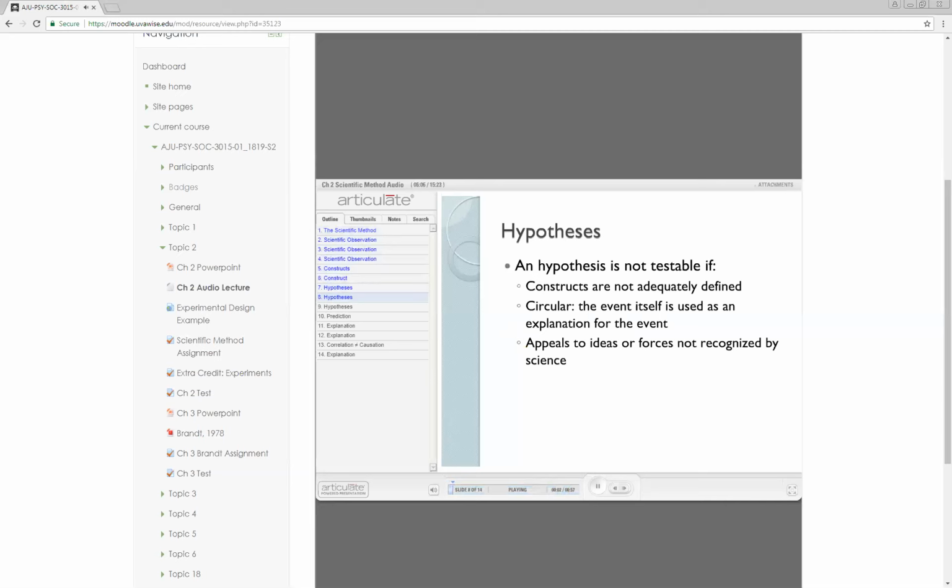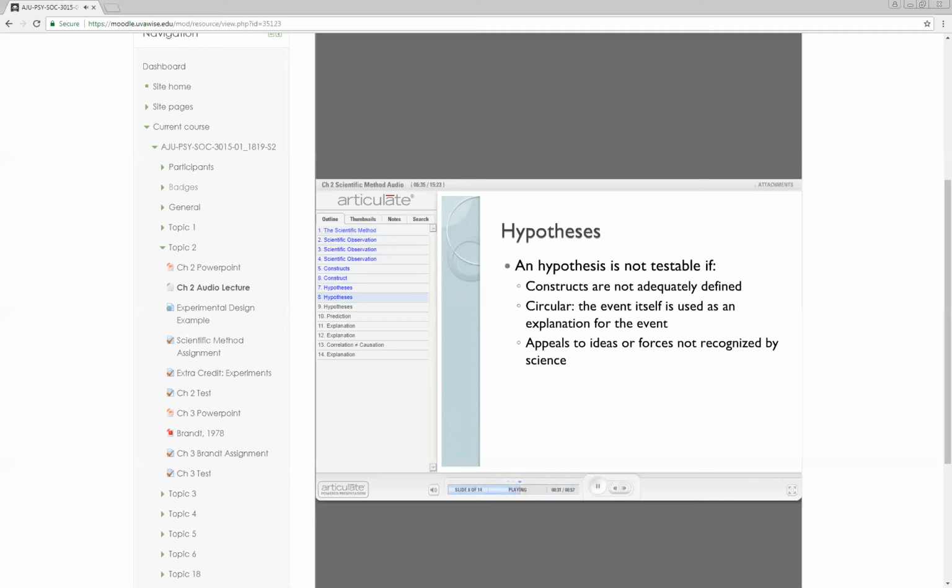So like I said, the hypothesis is the basis of your research. So a hypothesis must be testable because that is the point of your research. There are three things that make a hypothesis not testable. The first is that you haven't defined your construct or explained how you're going to measure it. The second is that it's circular. So an event itself is used as an explanation for the event.